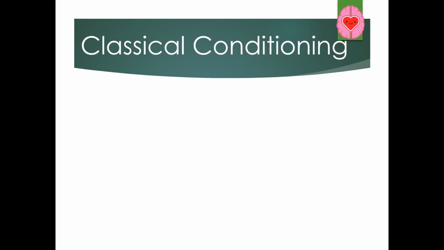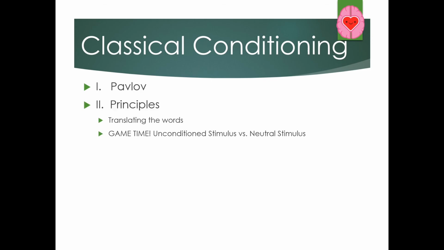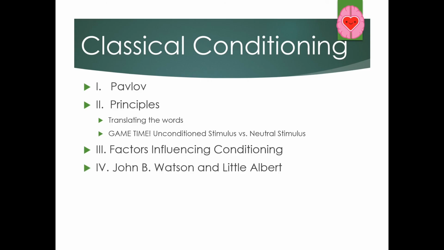And with that, we have learned all about classical conditioning. We talked about Pavlov and what he did when he messed with those dogs and made them drool to the sound of a bell. We talked about the principles with the unconditioned stimulus versus the neutral stimulus. We played the game. We learned about the factors influencing conditioning, about spontaneous recovery, stimulus generalization, extinction, all that jazz. We talked about John B. Watson and little Albert. And finally, we learned about taste aversions. Woo! We got through this classical conditioning together.